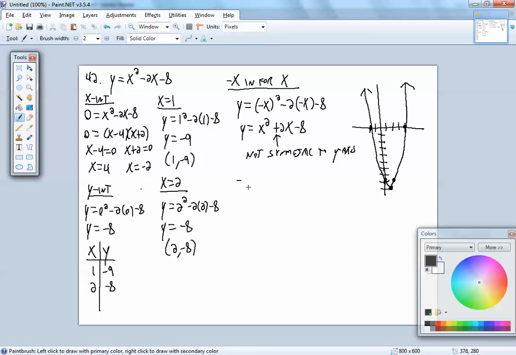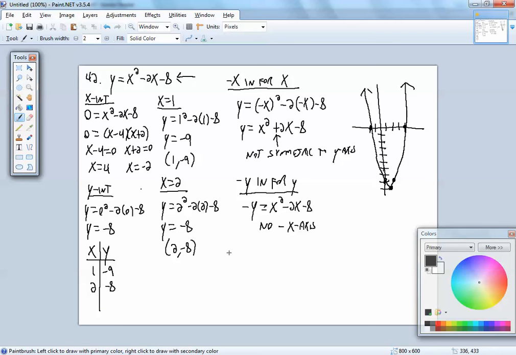Now if I plug negative y in for y, this would tell us if it's symmetric to the x-axis. So if I were to plug negative y in for the y, we'd have this right here. And the question is if I could rewrite this such that it looks like my original problem. Well, I could divide everything by negative 1, but it would not look like the original problem. So the answer here is no for the x-axis.